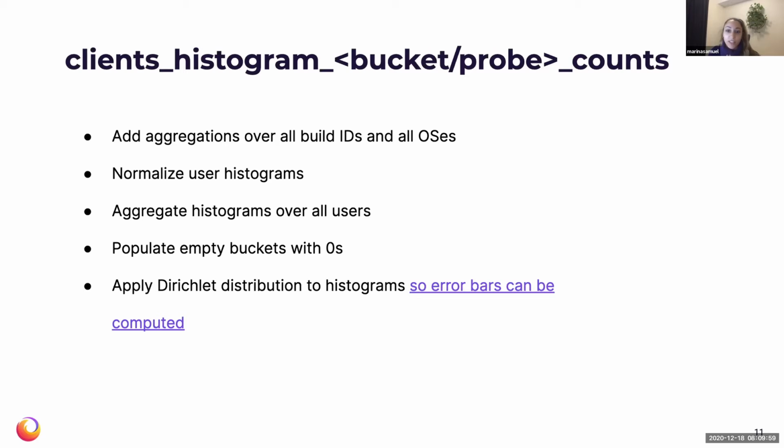I also mentioned here in the slides that we apply the Dirichlet distribution to the histograms so that we can compute error bars more easily. I don't want to dive too deeply into this, but I've linked the proposal that was created by Saptarshi Guha, I think back in April before he left, on how we can add the error bars to the histograms.